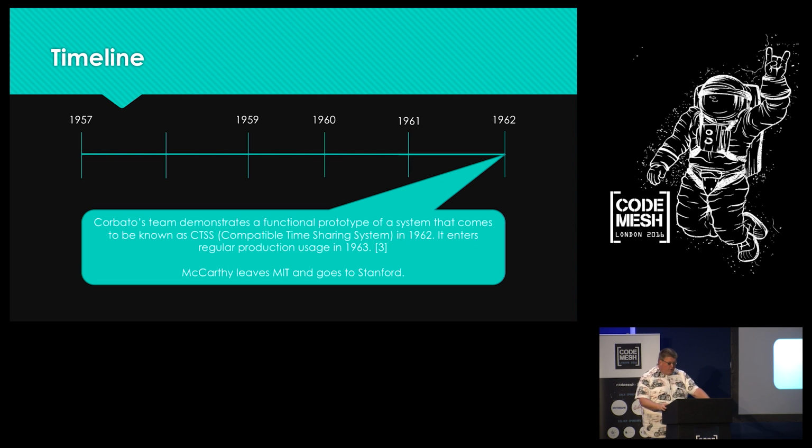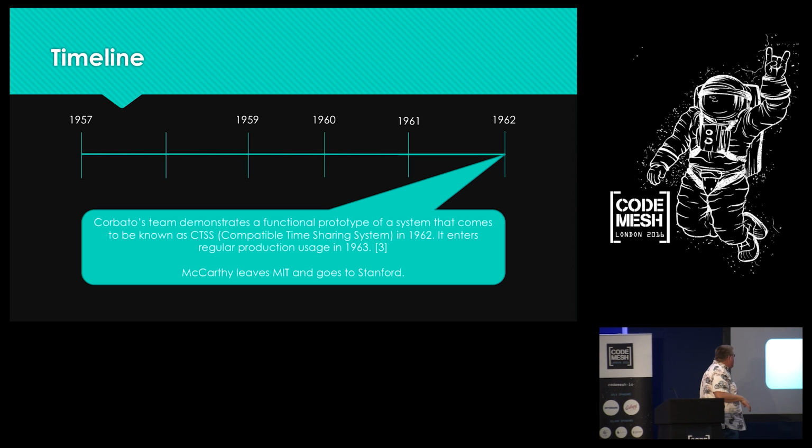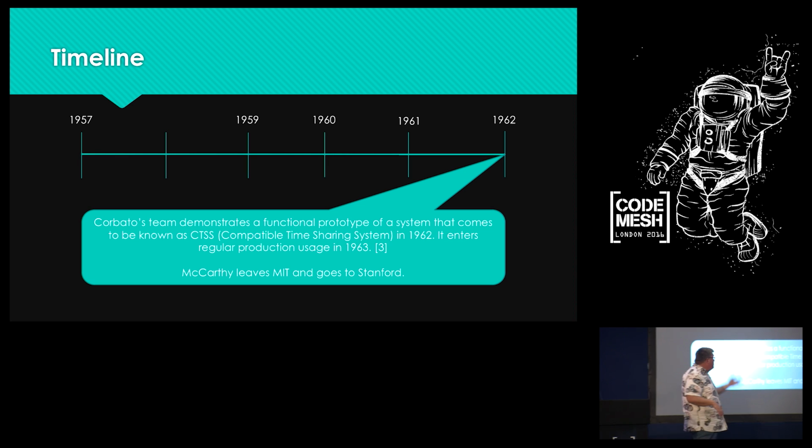And then in 1962, there is the functional prototype. So this is a little bit more cleaned up, and they call it CTSS. He writes this paper, and it enters regular production usage in 1963. One of the things that's very important about 1963 is that IBM finally supplies a transistorized system.